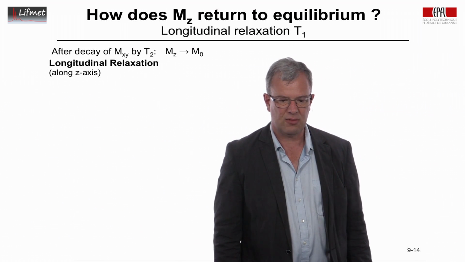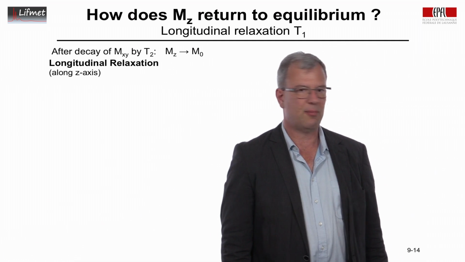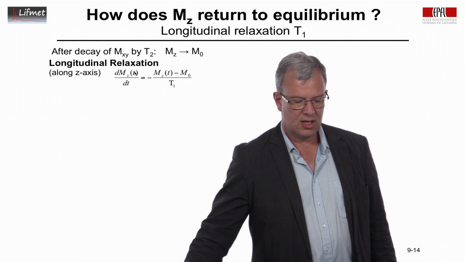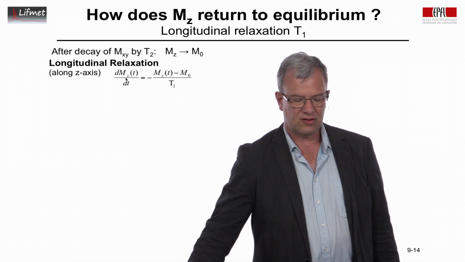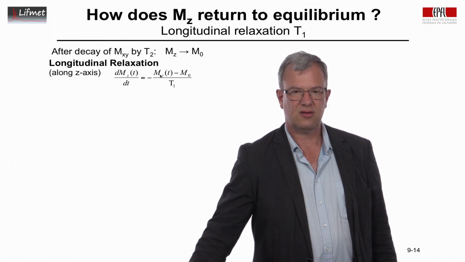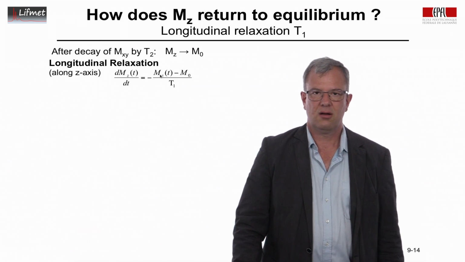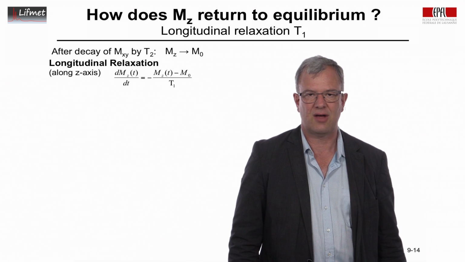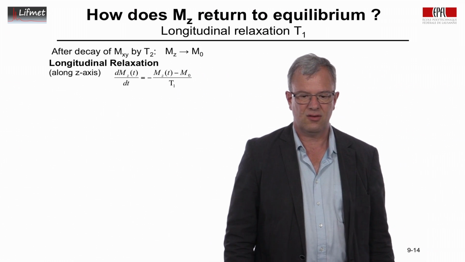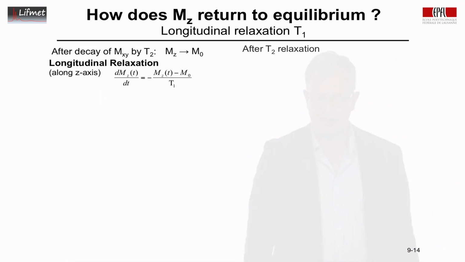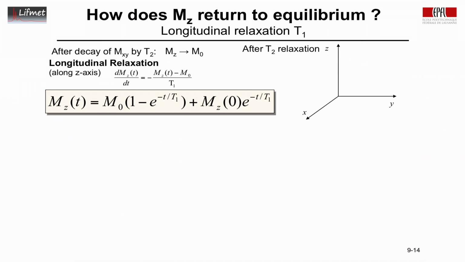And this is described by the longitudinal relaxation, which happens along the Z-axis, and this is governed by this differential equation here. So we have the time derivative of the Z magnetization component is given by something minus the Z magnetization times a constant. So if we have the derivative of something equals to something of that derivative and a constant, it makes sense to consider an exponential solution here as well. So let's first, however, look at what happens after T2 relaxation. We have no Z magnetization, so it is 0.